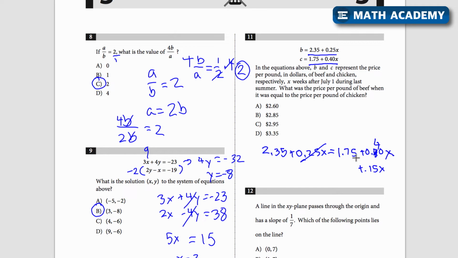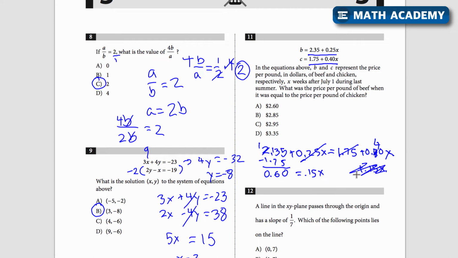X is here. On both sides, I'd have to subtract 1.75. So this will cancel out. If I subtract 1.75, minus 1.75, I'm going to end up with 0. I'm going to borrow from here. 13 minus 7 is 6. 1 minus 1. Okay, so we have 0.60 equals 0.15x.